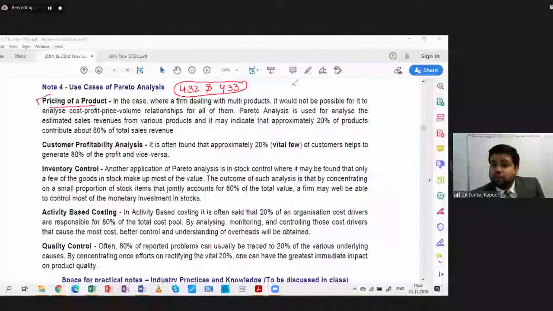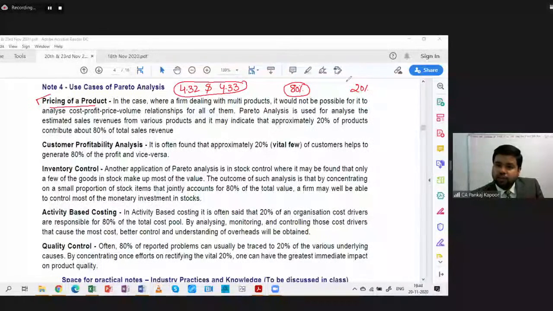What it says: 20% of your product will give you 80% of the revenue, whereas the other 80% of your product will give you 20% of the revenue. So the 80% revenue is coming only from the 20% of the products. Obviously, these 20% products are important for me, whereas the other 80% of the products, which give me 20% of the benefit or the sale, are not very significant for me.